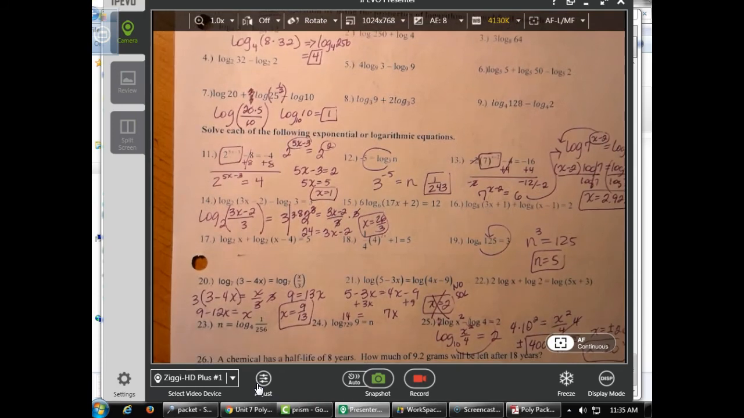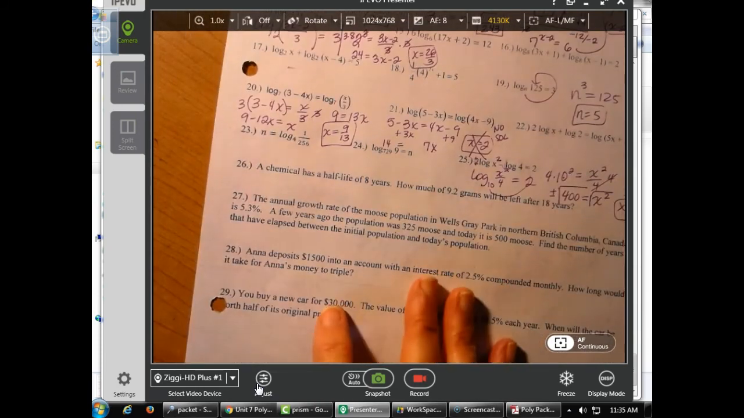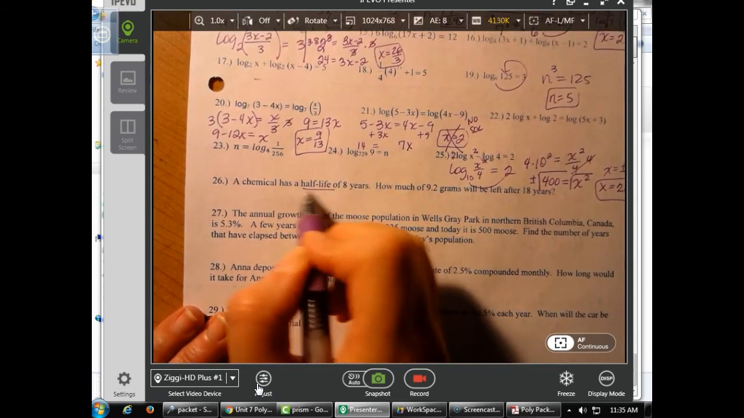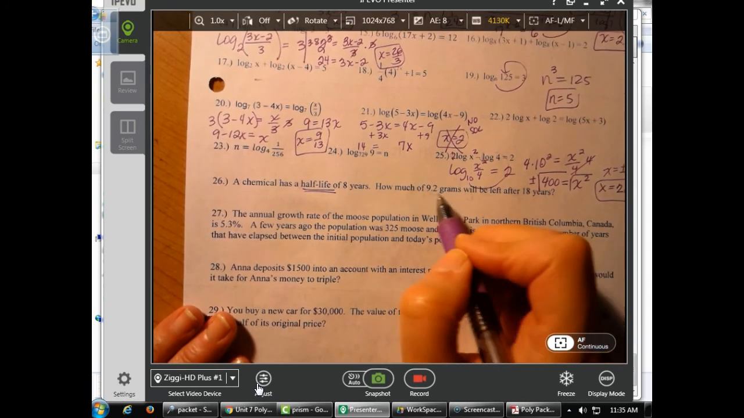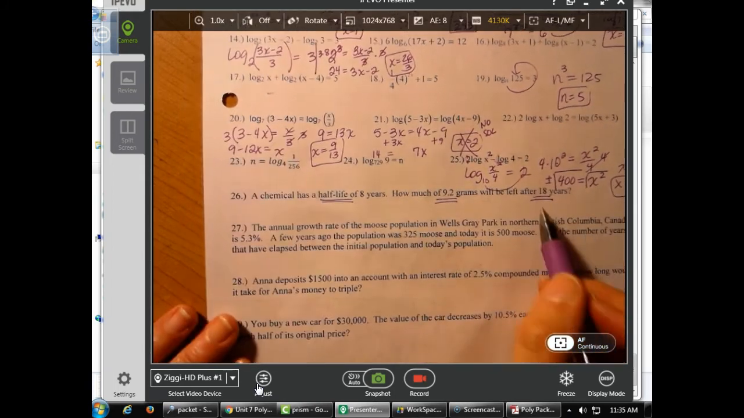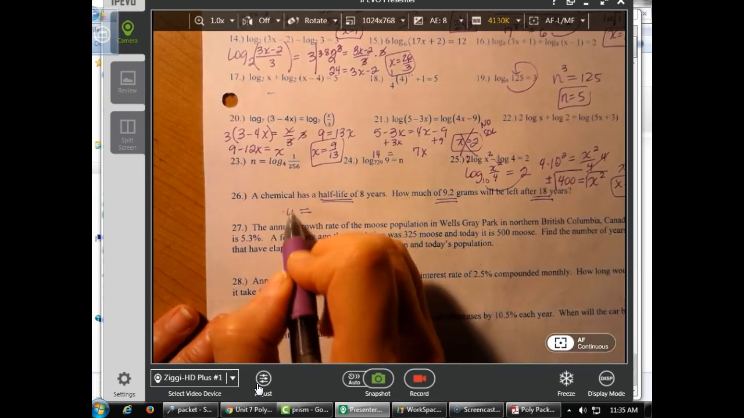Now, I do want to talk through some of the, or set up some of the word problems down here. So I have the first one. A chemical has a half-life of 8 years. How much of 9.2 grams will be left after 18 years? So this is just saying how much do you have after 18 years. So you're looking for your Y.